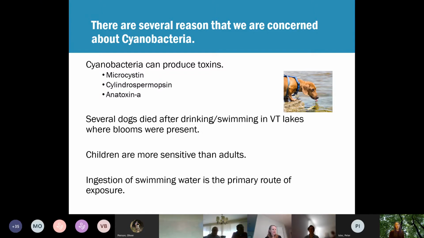And then the last reason that we're concerned about cyanobacteria blooms is that swimming and recreating in these blooms is the primary route of exposure. That's the way that we know that people are most likely to get sick from cyanobacteria. And of course, with so many beautiful lakes and ponds here in Vermont, people are recreating all summer. So we know that there's a high potential for people to be in these areas where there can be cyanobacteria.